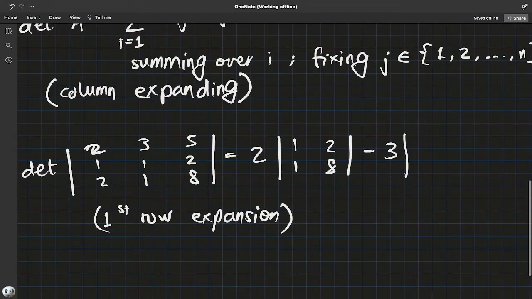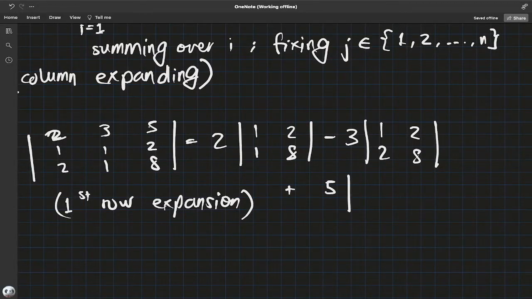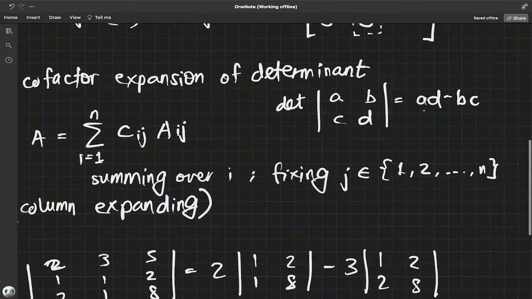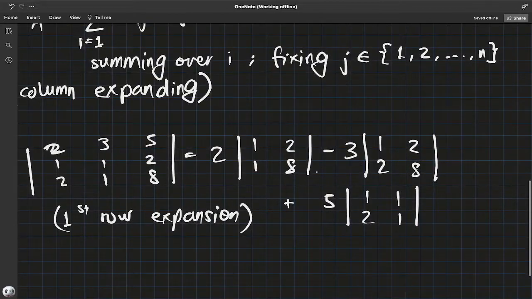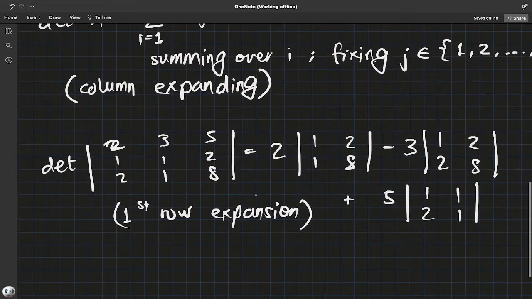So 3. Cover this row, this column. So we have [1 2; 2 8]. Plus 5. Cover that row, that column. We have [1 2; 1 1]. And if you calculate these out, and I gave the formula for the 2x2 case, calculate those guys out, you get some answer, which I'm not going to calculate and waste time, which will indeed be your determinant.